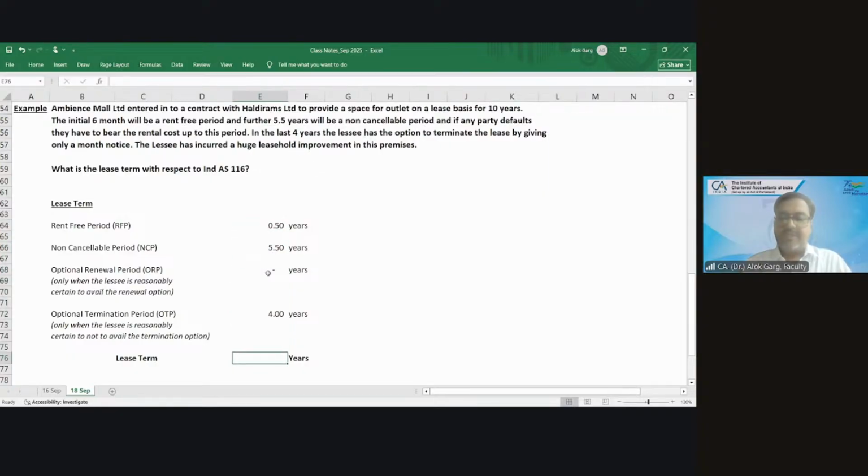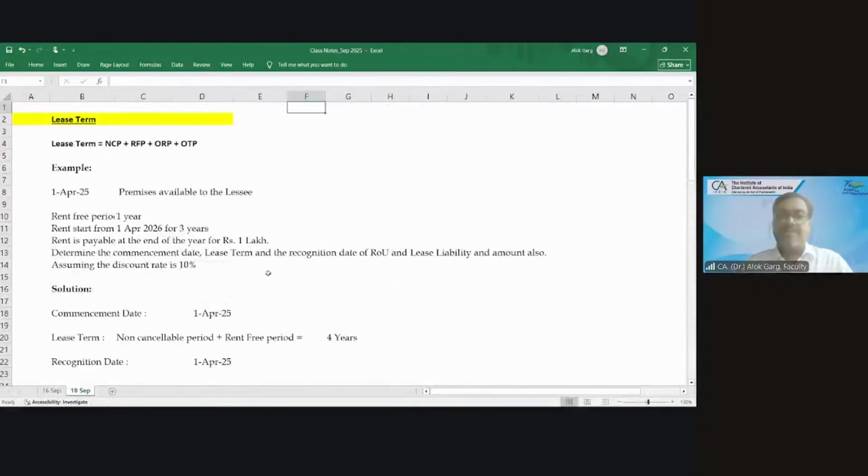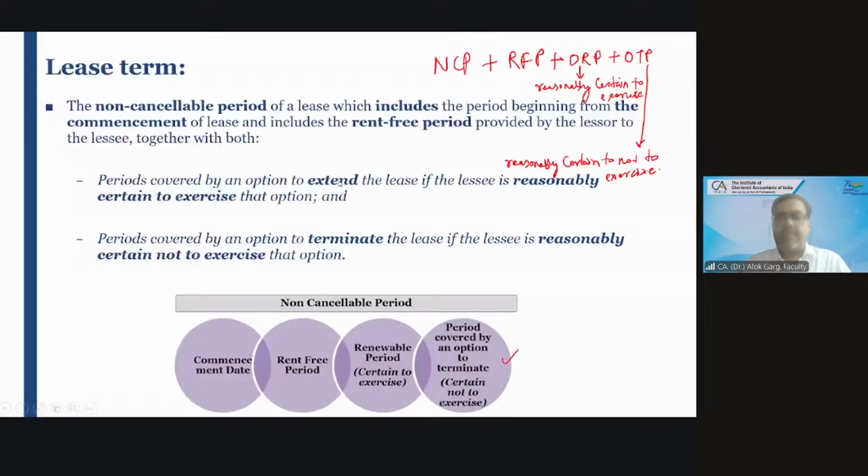So what is the total period? The total period of the lease is 10 years. I hope it is absolutely clear to all of you. So this lease term is equal to NCP plus RFP plus ORP plus OTP. Clear, correct? Okay, now friends, let's move to the next example.